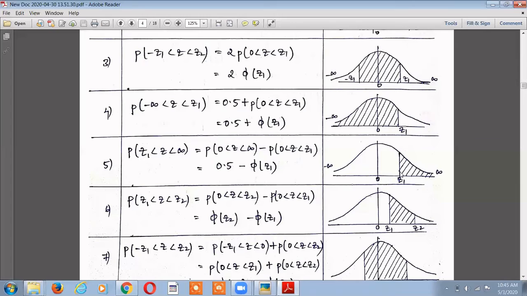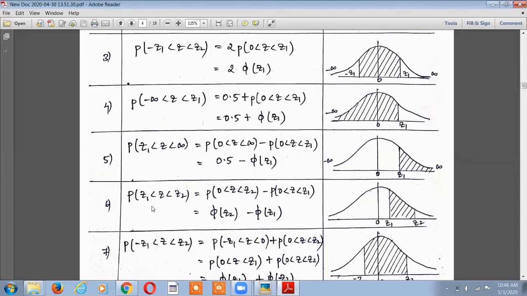So you can see the graph. This is plus z1 and up to infinity. I need to find the area from z1 to infinity below the curve. For that, what do I do? In the complete area of the first quadrant, I subtract the area below the curve from 0 to z1. So I consider p of z from 0 to infinity, which means the complete area, minus the area below the curve from 0 to z1. If I subtract this area, I'll be getting this area. So this is like 0.5 minus pi of z1.